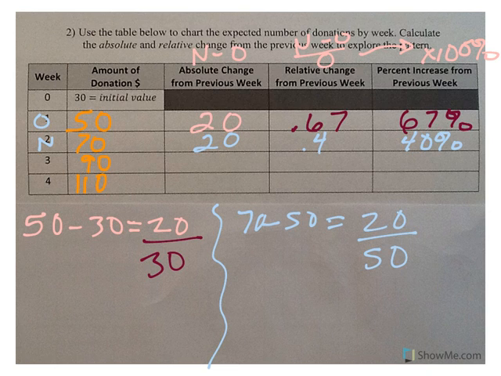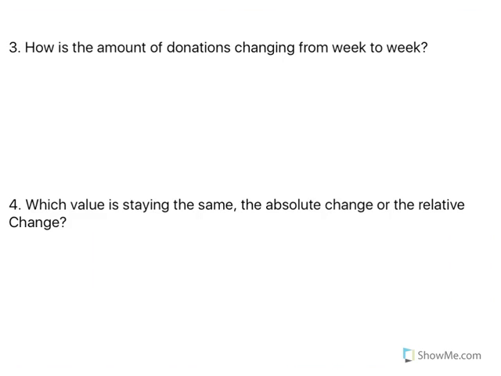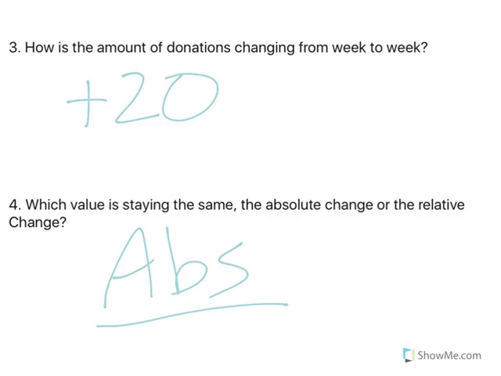Okay, I would like you to hit pause and try to do 90 and 110, then come back and check your answers. Okay, you can see for each one we have an absolute change of 20, which makes sense because we added 20 each time. And the relative change is different for each one because each time we're dividing by a different denominator. Even though you have 20 in the numerator, if you're dividing by a different denominator, it's going to give you a different relative change. So how is the amount of donations changing? We added 20, right? What's staying the same? The absolute change.